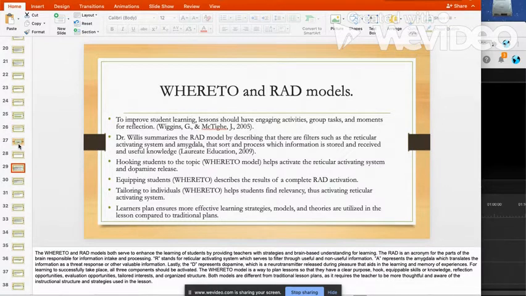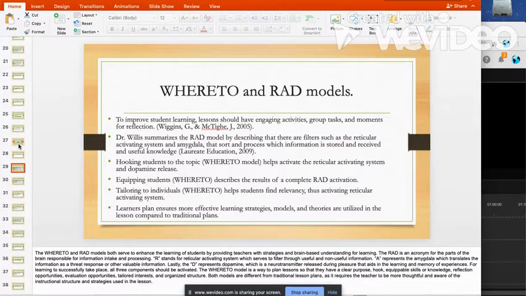R stands for Reticular Activating System, which serves to filter through useful and non-useful information. A represents the amygdala, which translates the information as a threat response or other valuable information. Lastly, the D represents dopamine, which is a neurotransmitter released during pleasure that aids in the learning and memory of experiences. For learning to successfully take place, all three components should be activated.